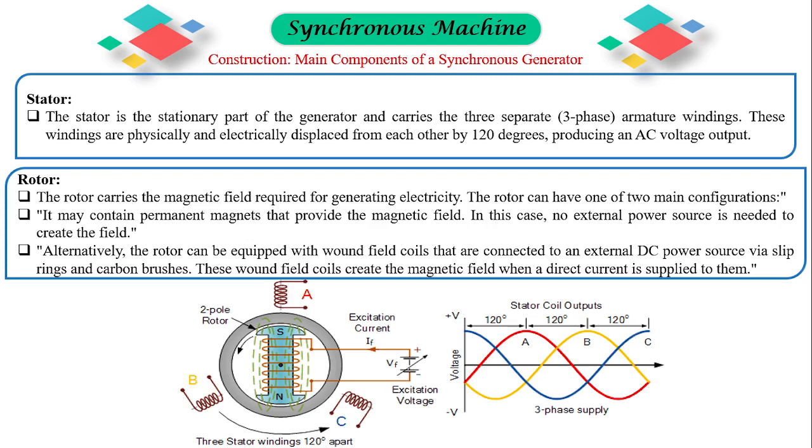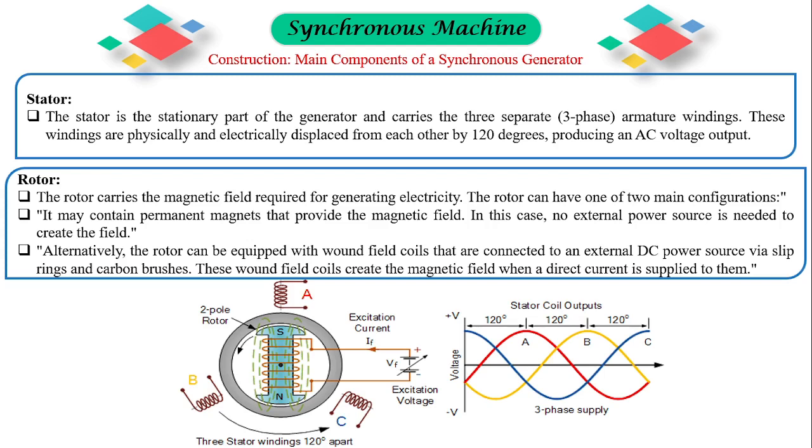2. Rotor. The rotor plays a critical role in the generation of electricity. It has two primary configurations. First, it may contain permanent magnets that provide the necessary magnetic field. In this case, there's no need for an external power source to create the field. Alternatively, the rotor can be equipped with wound field coils connected to an external DC power source via slip rings and carbon brushes. These wound field coils create the magnetic field when a direct current is applied to them.